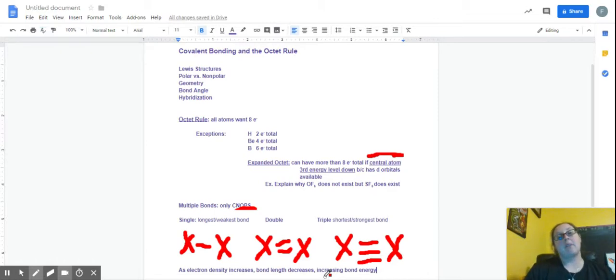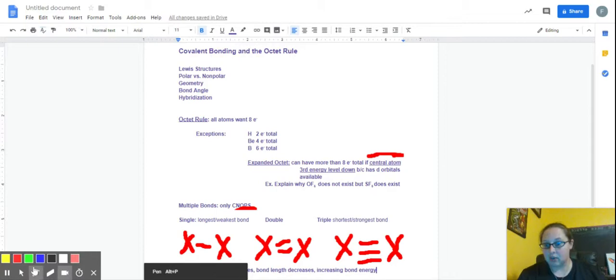So you might have to compare one thing that has all single bonds versus something else that has double bonds and discuss the strength and the length according to that. One other thing you'll have to be able to do with this multiple bond stuff, and that is something that is very easy to tackle.